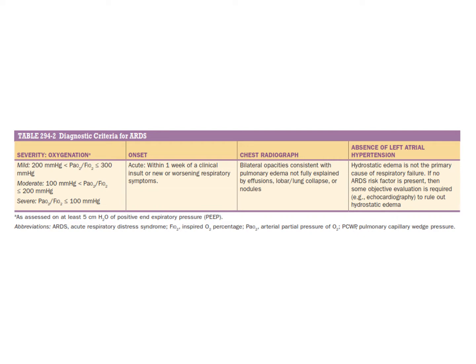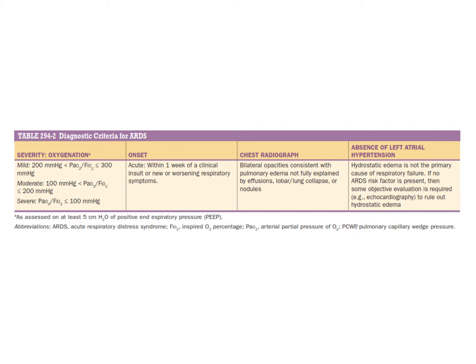Mild, as we mentioned before, is a partial pressure of oxygen to FiO2 ratio of more than 200 millimeters mercury and less than 300 millimeters mercury. Moderate is between 100 and 200 millimeters mercury, and severe is less than 100 millimeters mercury. Acute onset in acute phase, we have within 1 week of a clinical insult or new or worsening respiratory symptoms.